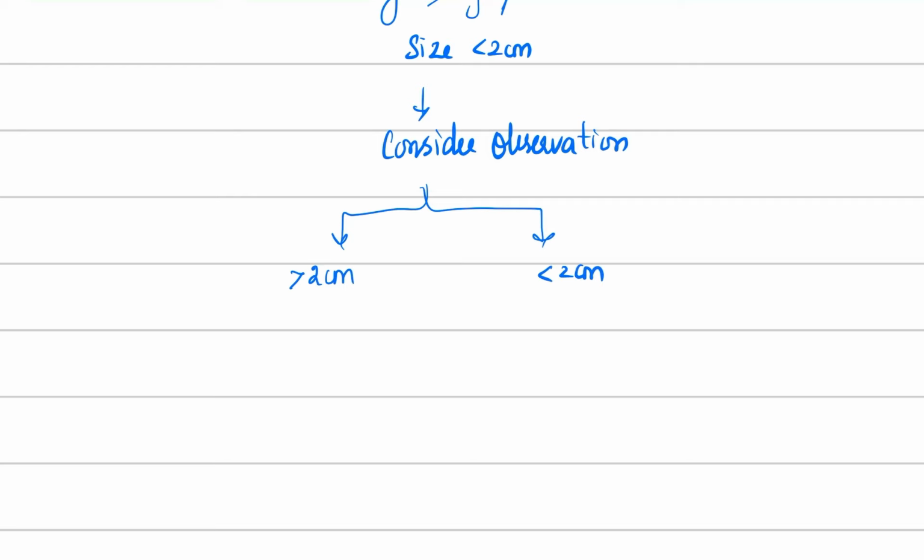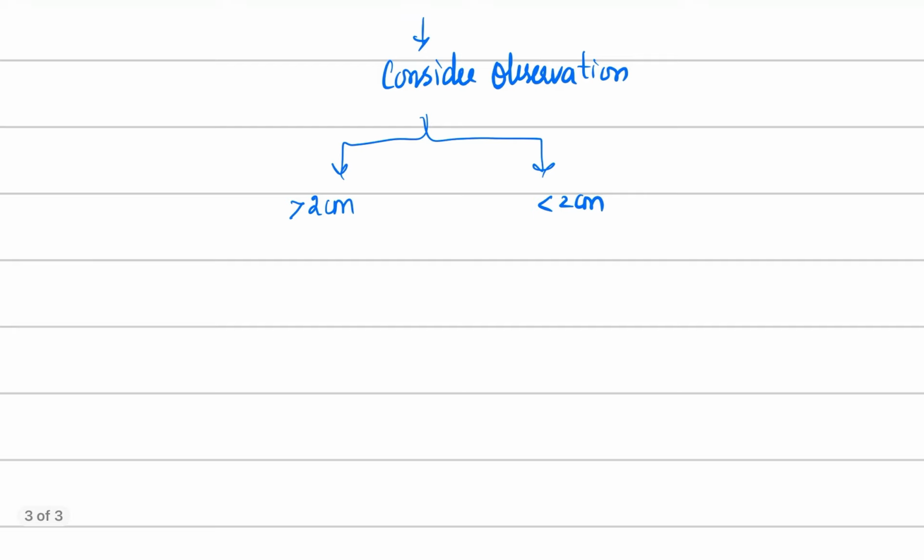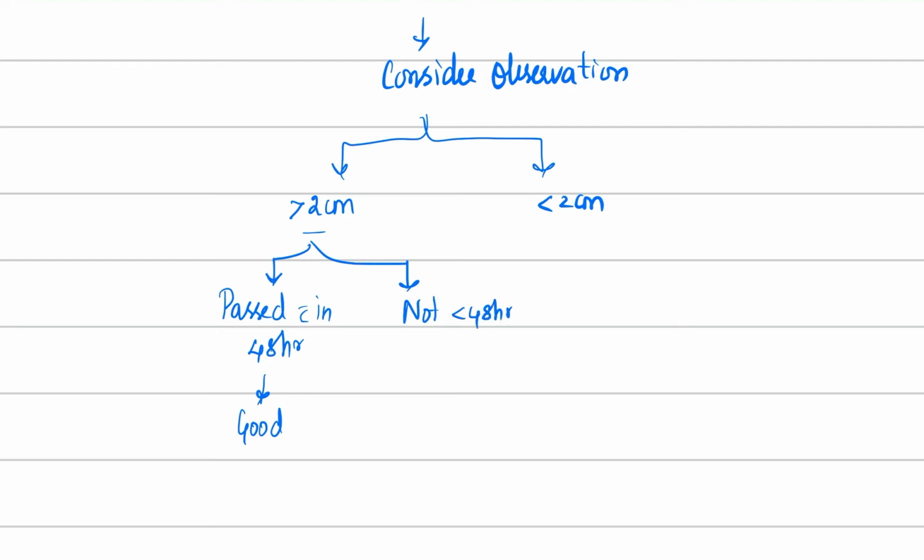So what is it that you're going to watch? Whether it is passing in stools or not. That's all. You will continue observation, but more frequently. If a button battery of size more than 2 centimeter has passed within 48 hours, it is good. This is what you generally expect. If it is not passed within 48 hours, then repeat X-ray, and if it has not progressed, then you can endoscopically remove it. So this is about a button battery more than 2 centimeter.